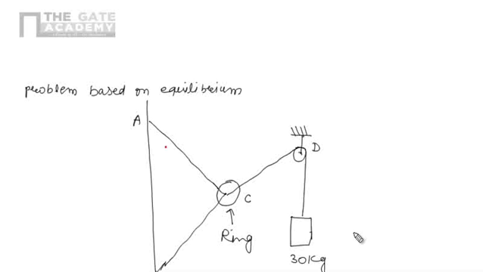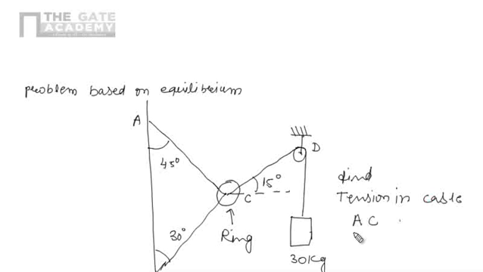If we talk about this angle, let's take this angle as 45 degree, and this angle is 30 degree, and this angle with the horizontal is 15 degree. So now we are interested in tension in cable. Our objective is to find the tension in cable AC and BC.